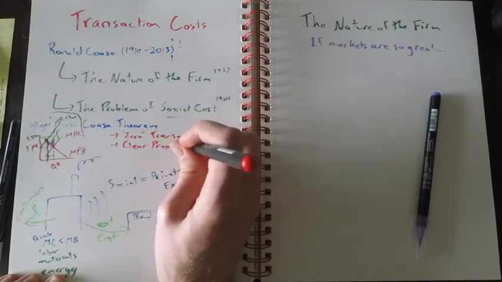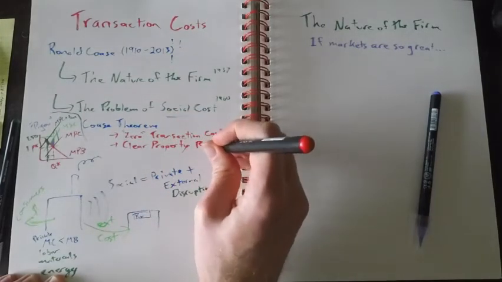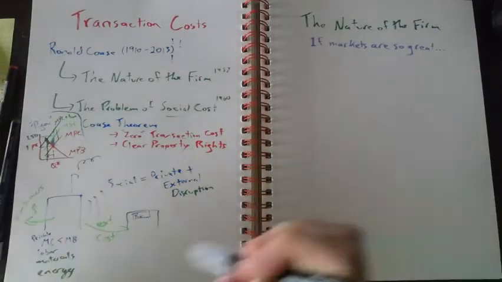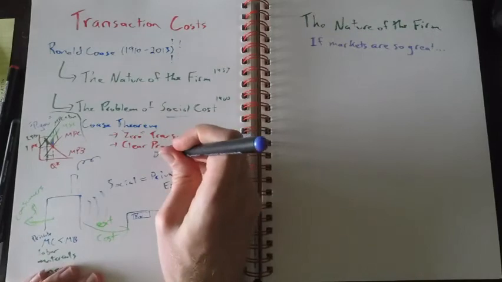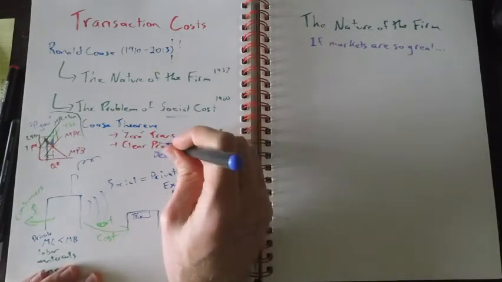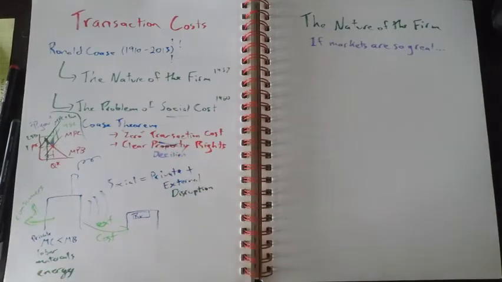Now, I don't really like the term property rights. I think a better term would be something like decision rights. So I'm going to use the term decision rights, but if you are looking in the economic literature, you're going to see the term property rights come up a whole lot more often.